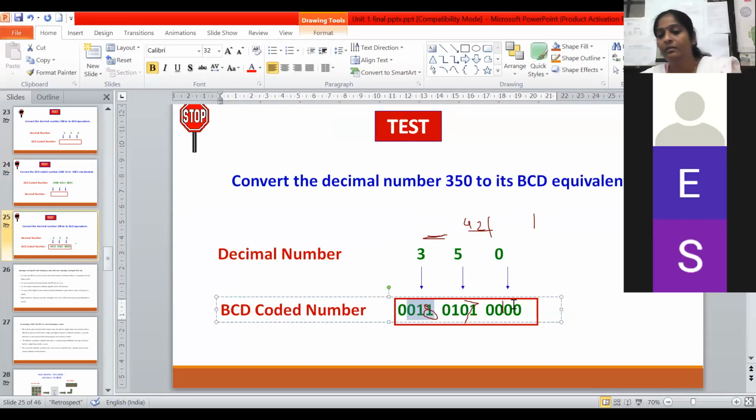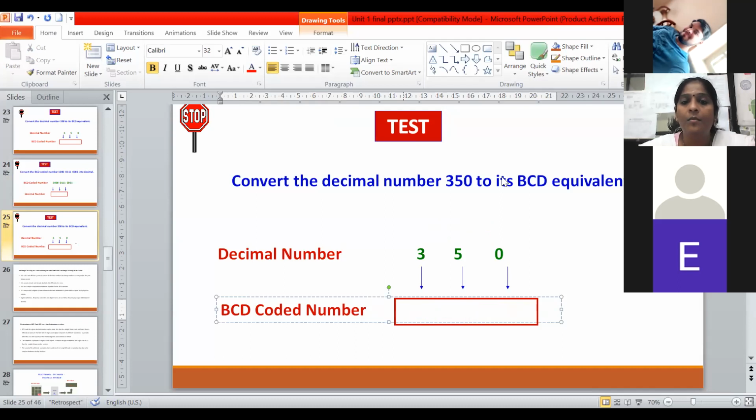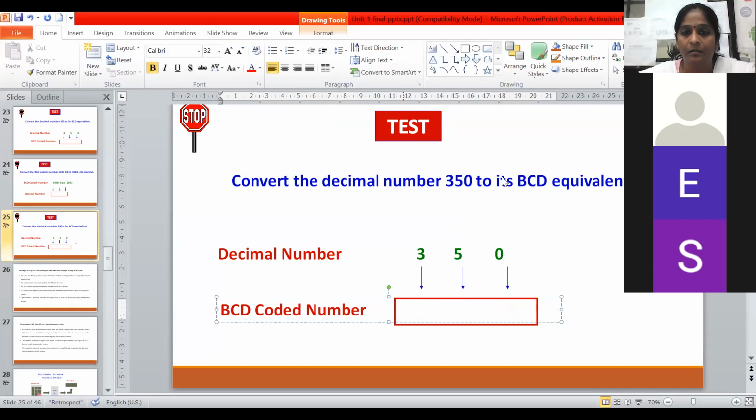Next one is there again. Tell me the BCD number. I'll take a name. Oh wait, don't give the answer. I'll take a name. Snehal is there. Snehal Kadam, roll number 10. Snehal Kadam, am I audible? Yes, ma'am. Give the answer for this, Snehal.